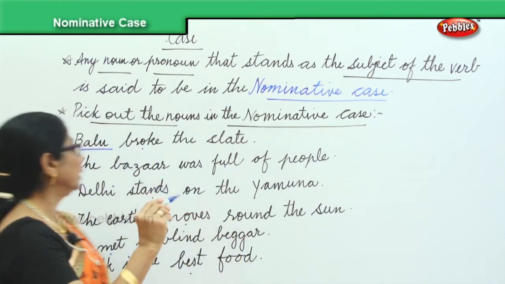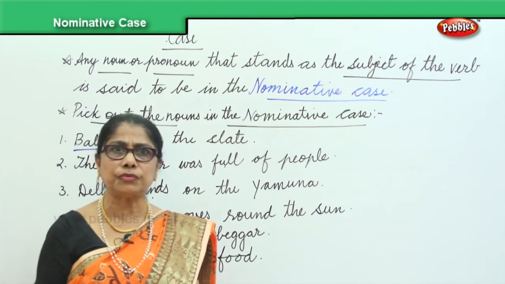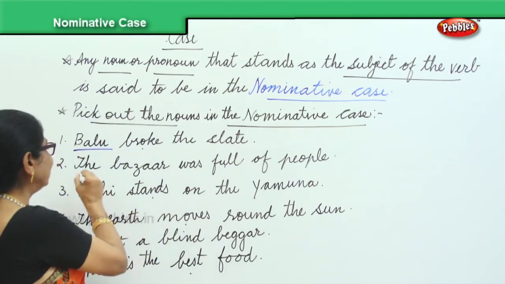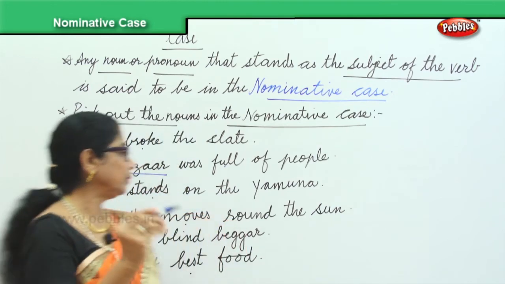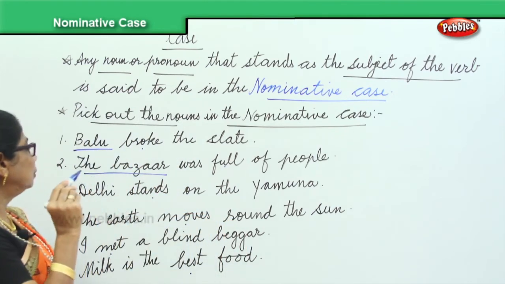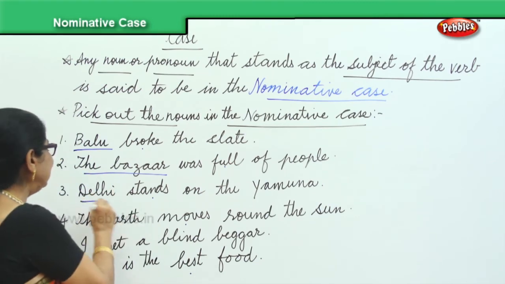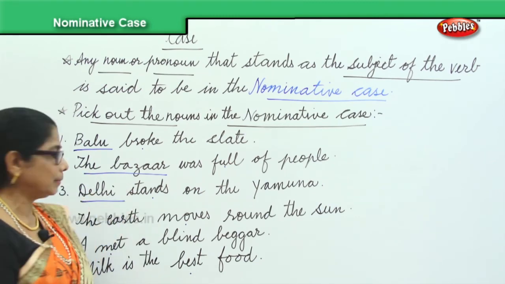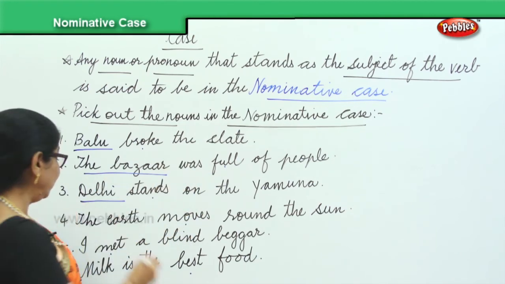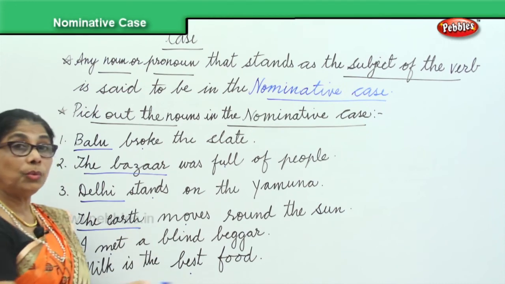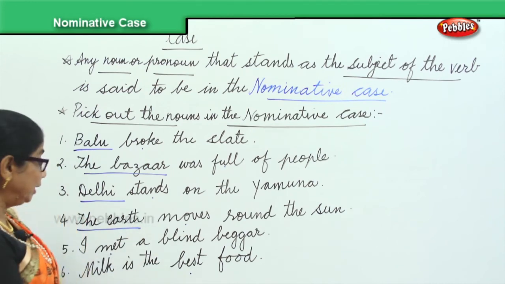Next, the bazaar was full of people. What was full of people? The bazaar. So, the bazaar is supposed to be in the nominative case. Now, what stands on the Yamuna? Delhi. So, Delhi is in the nominative case. What moves around the sun? The earth. The earth is supposed to be in the nominative case.